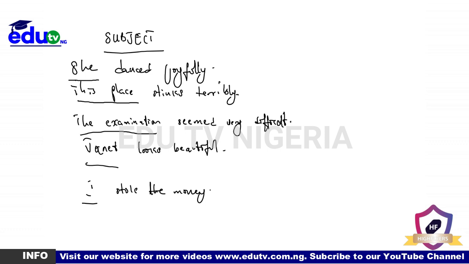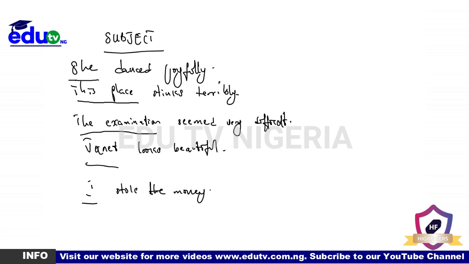The subject is the performer of an action. So if you look at the first sentence, she danced joyfully. Who danced joyfully? She. This place stinks terribly. What stinks terribly? This place. The examination seemed very difficult. What seemed very difficult? The examination. Janet looks beautiful. Who looks beautiful? Janet. I stole the money. Who stole the money? I. So that's all that you need to know about the subject.